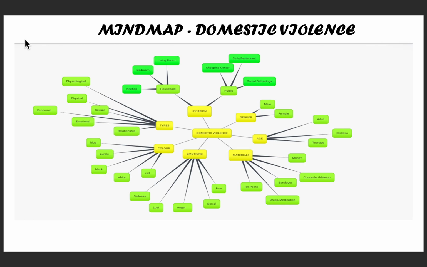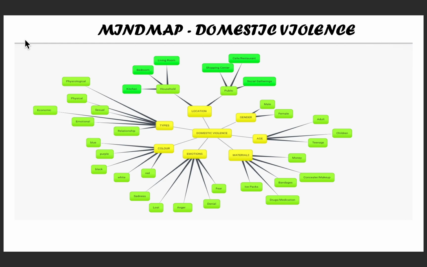I created a mind map that represented domestic violence. I looked into the location, the genders, the age, the materials I would need to create this product, the emotions, the colour, and the types of domestic violence.